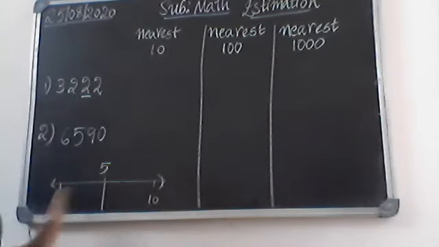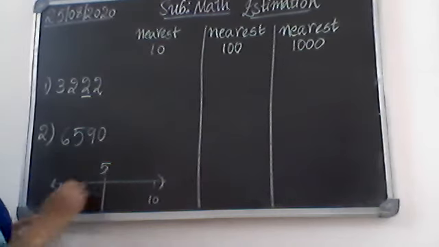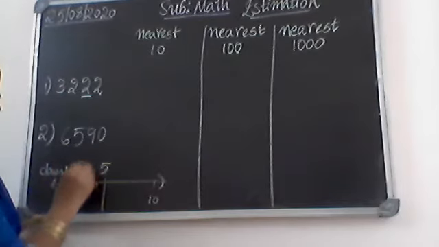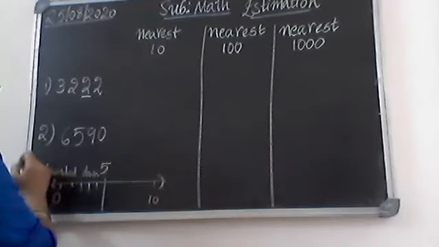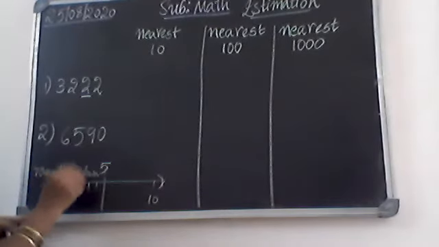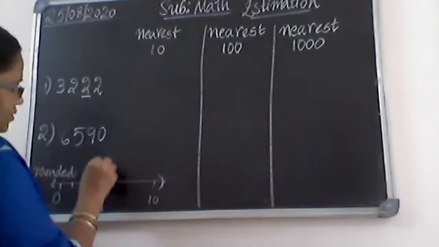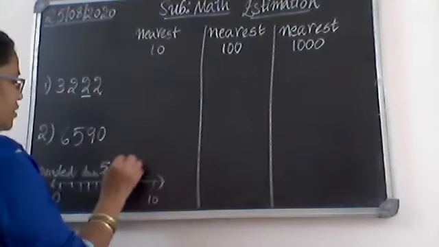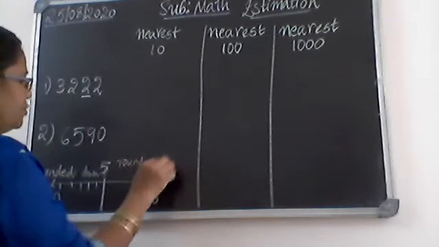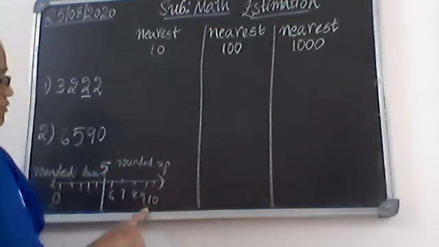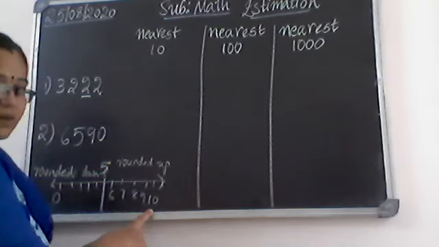Now, whenever the digit is 1, 2, 3 or 4, it is rounded down to 0. We call it rounded down. And after this, if the digit is 5 also, it will be rounded up. Rounded up to 10. If you get 6, 7, 8, 9, it will be rounded to the nearest 10, that is 10. Understood, children?